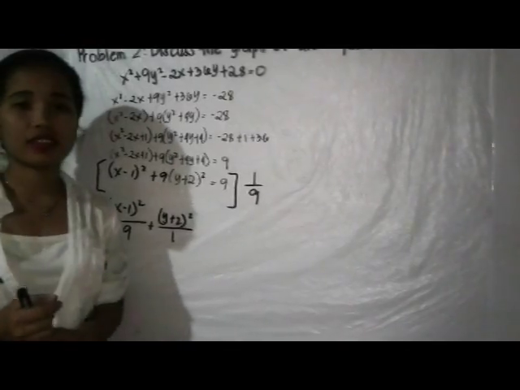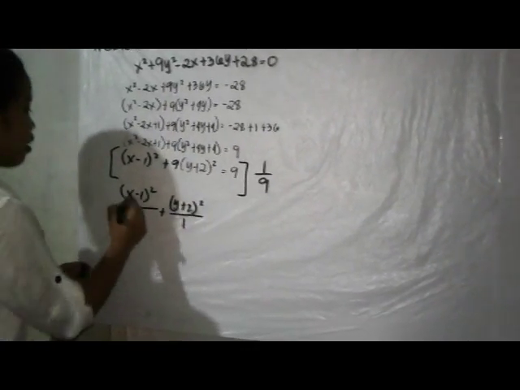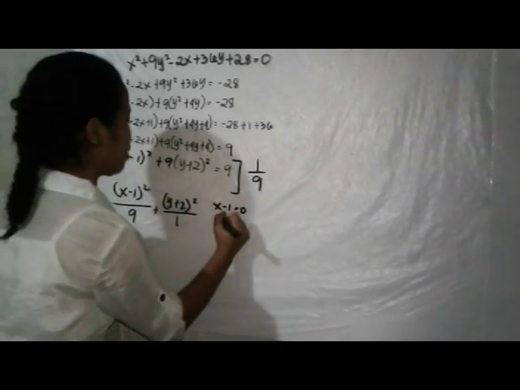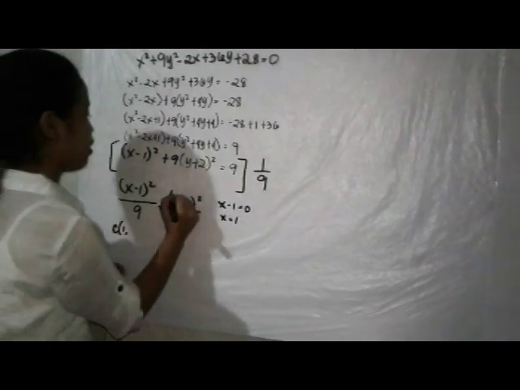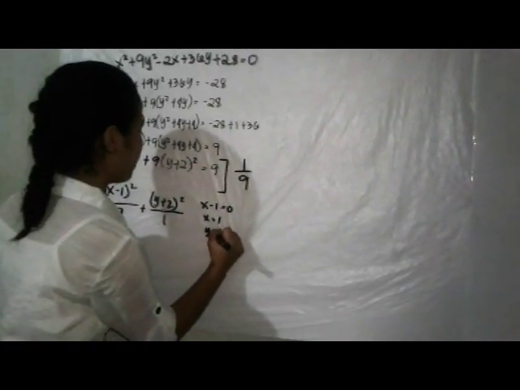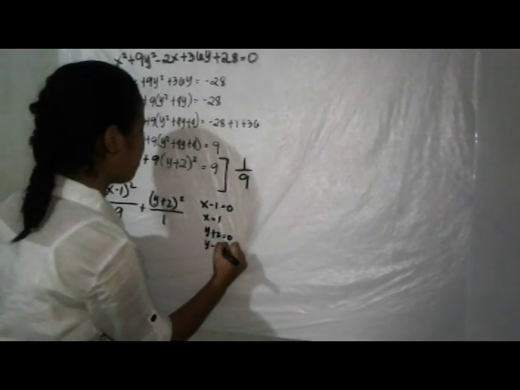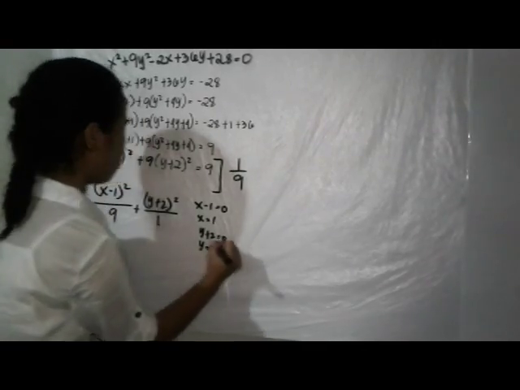Then next, we have to find our center. In finding our center, let us have the h and k. So we have x minus 1 equals 0, and by transposing it, x becomes positive 1. So we have positive 1. Then y plus 2 equals 0, and by transposing this, we have y equals negative 2. So we have negative 2.